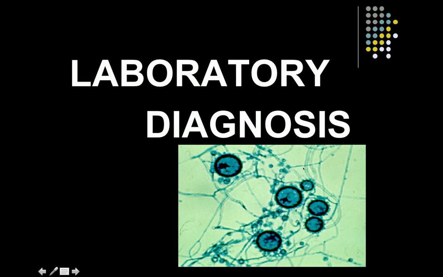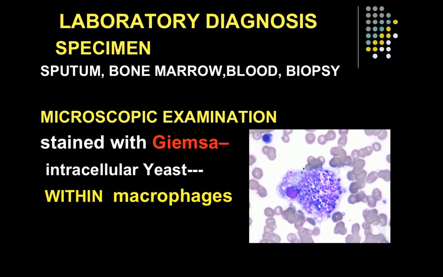Coming to the lab diagnosis, the lab diagnosis is very important from your examination point of view. The specimen is what you receive in the lab. It could be sputum if the patient has pneumonia. It could be bone marrow aspirate because the macrophages are there in the bone marrow, or it could be in the blood, or you can take the biopsy. Microscopic examination of all these specimens is going to show you one thing, and that is intracellular yeast cells within the macrophages.